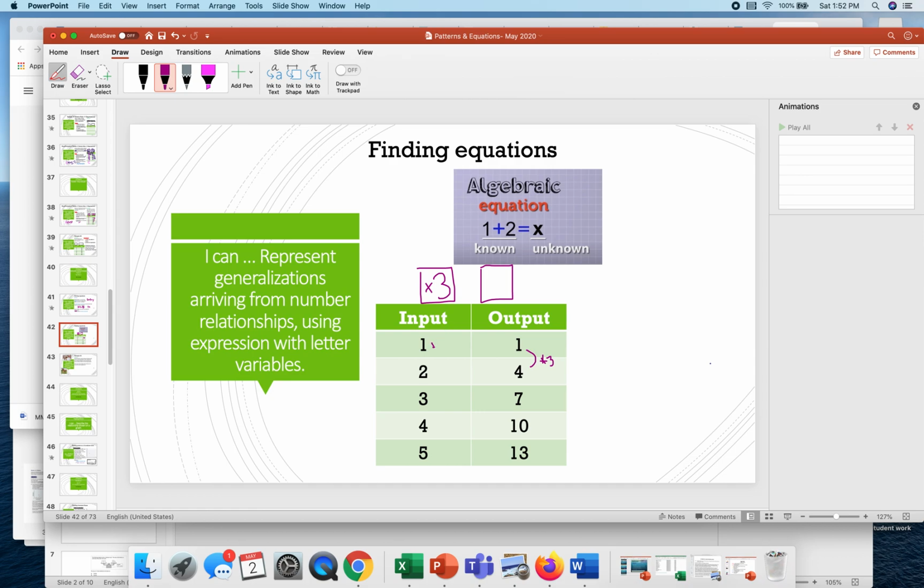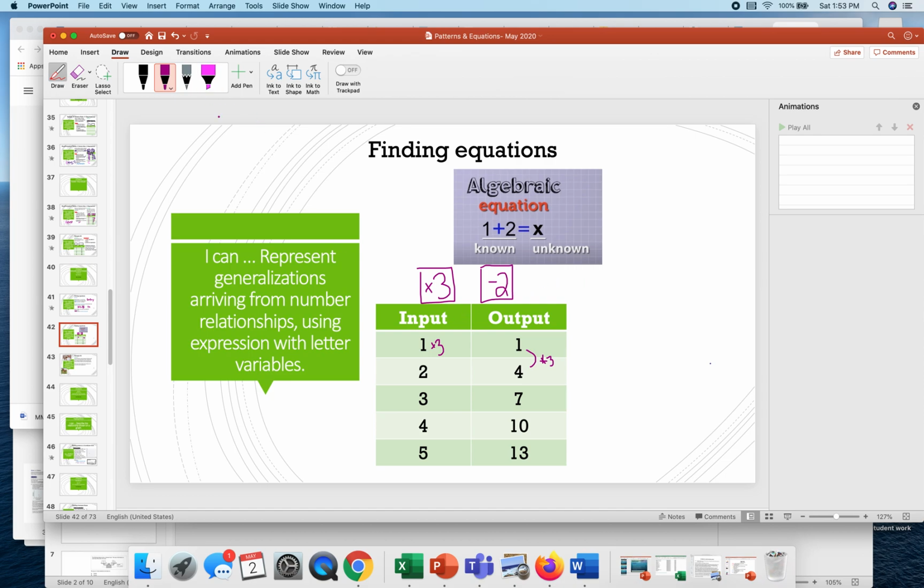Okay, so 1 times 3 is 3. How do I get to 1? I'm going to subtract 2. Okay, great, excellent.